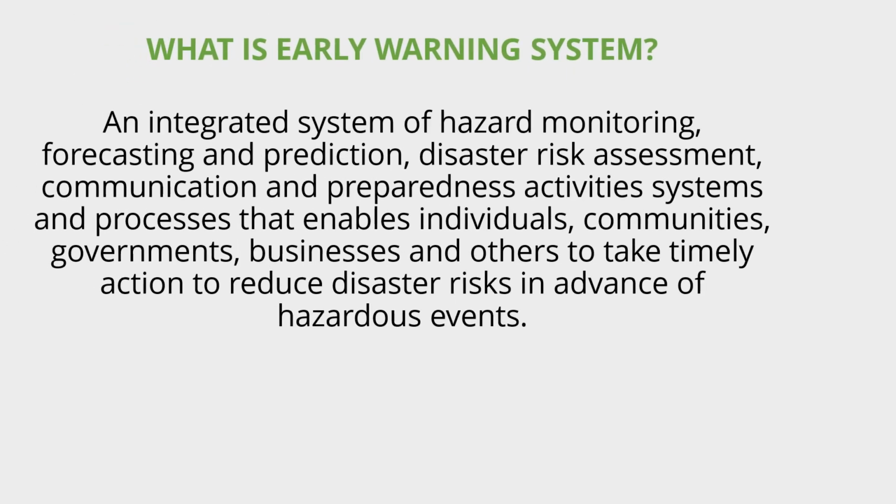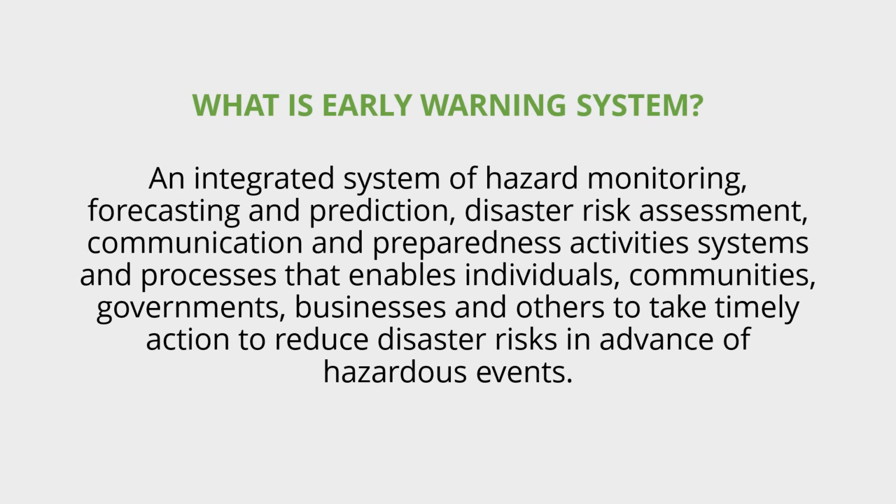we have to talk about early warning systems. So what is an early warning system? It is an integrated system of hazard monitoring, forecasting and prediction, disaster risk assessments, communication and preparedness activities, systems and processes that enables individuals, communities, governments, businesses, and others to take timely action to reduce disaster risk in advance of hazardous events. And I'm sure that you probably have heard of end-to-end and people-centered early warning systems.